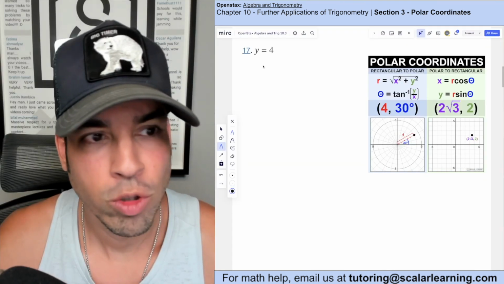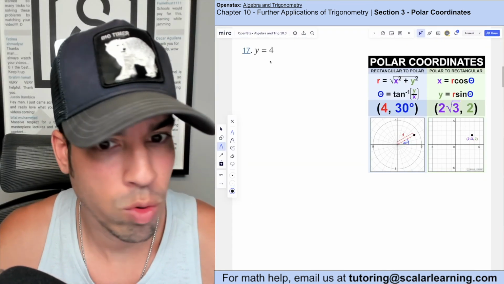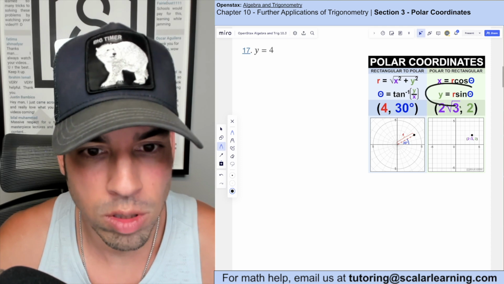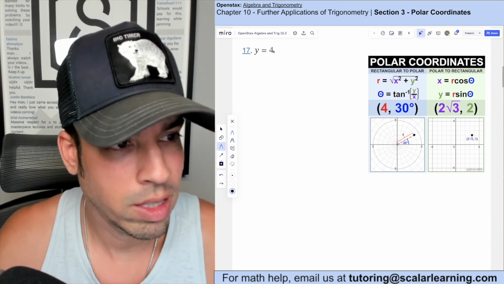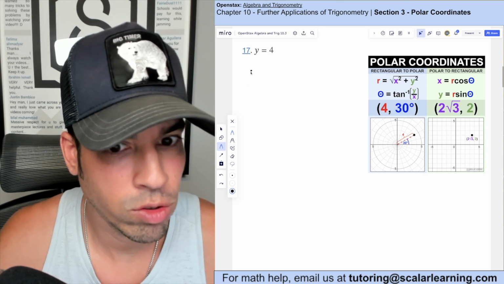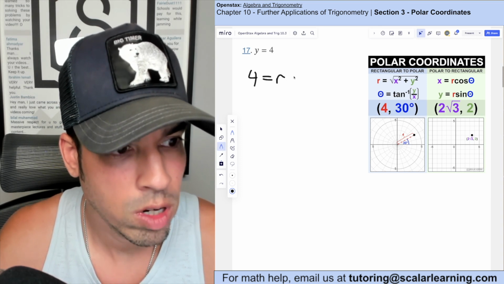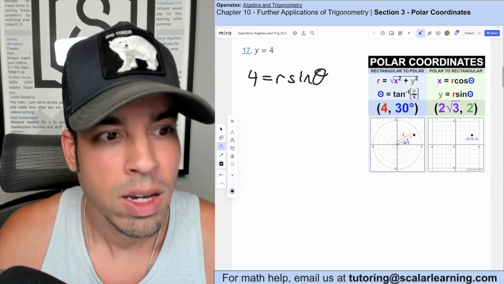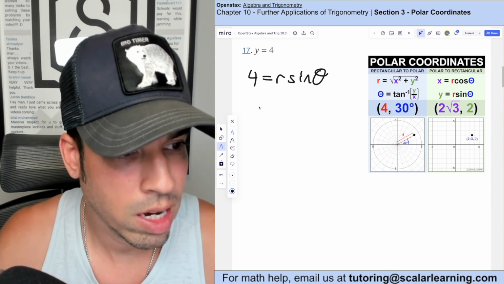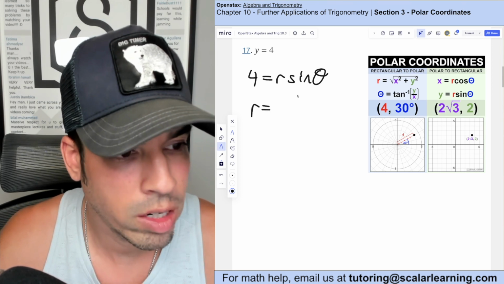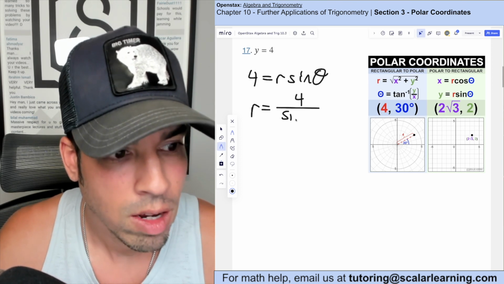Done. So here we're trying to convert this equation to a polar equation. So I can still use this component from the infographic because y equals r sine theta. So this is my y value. So we could say 4 equals r sine theta. And to get this in the correct format, we want to isolate r. So I'm going to divide both sides by sine theta. So we got r equals 4 divided by sine of theta.